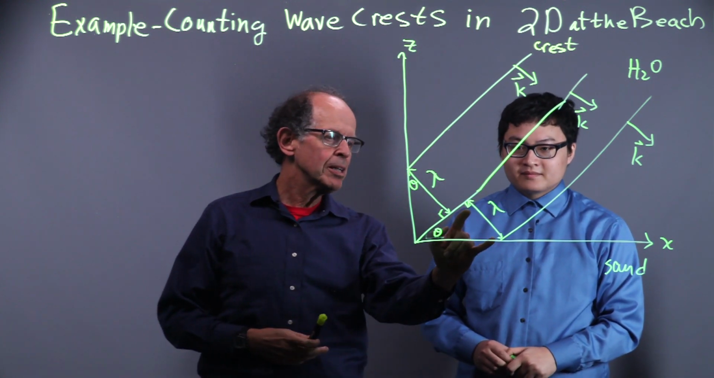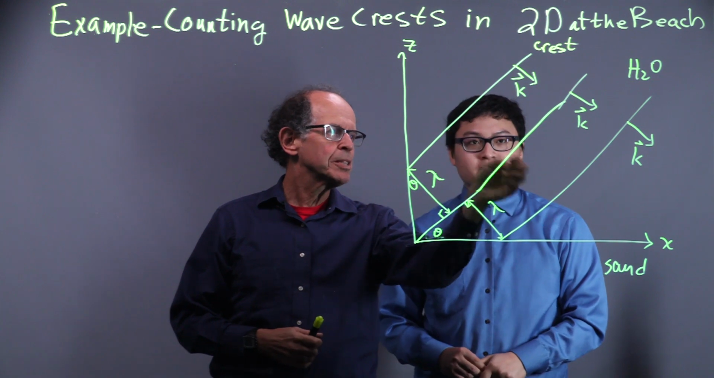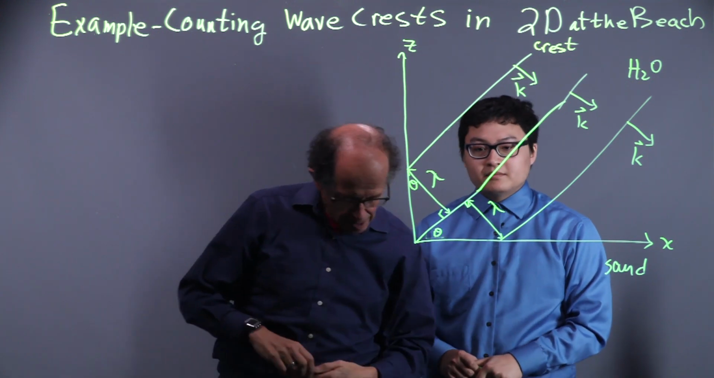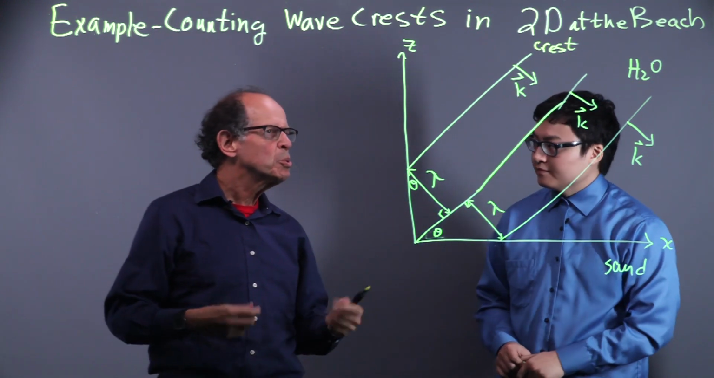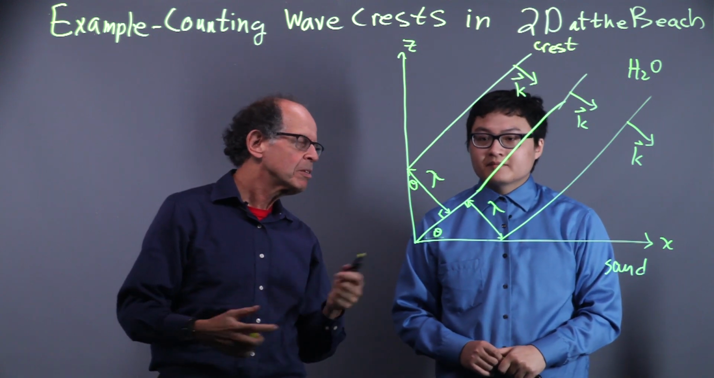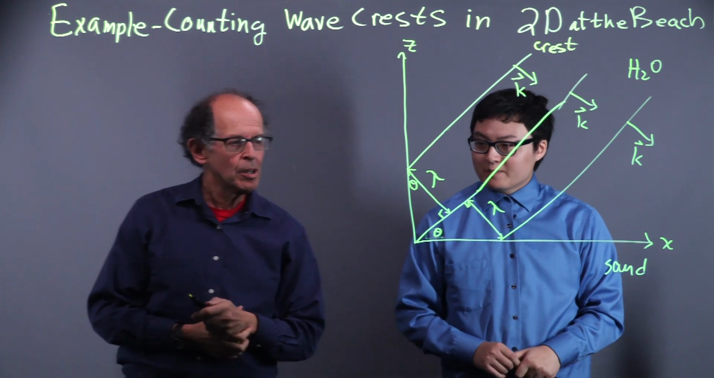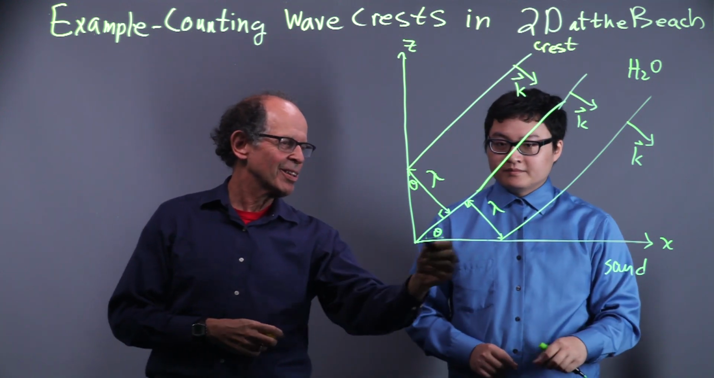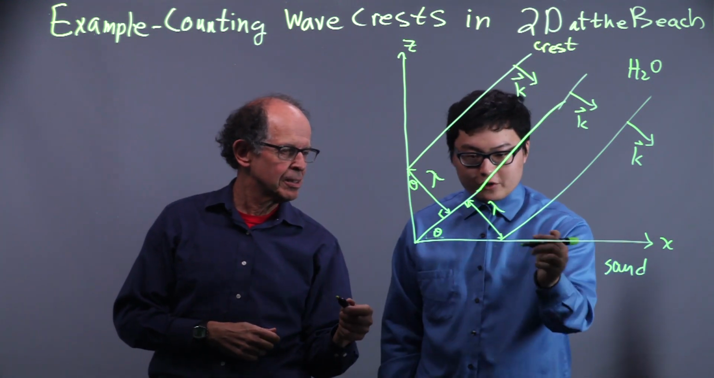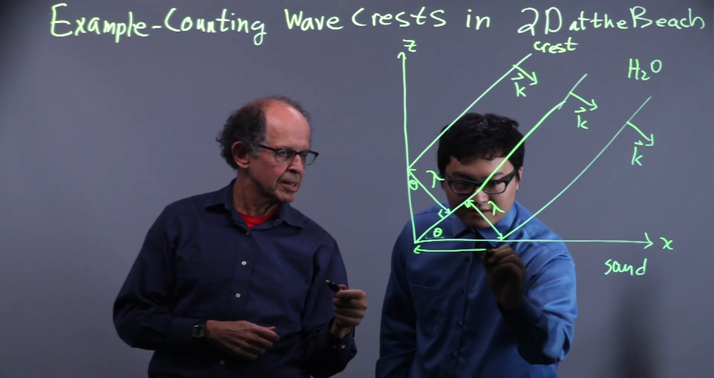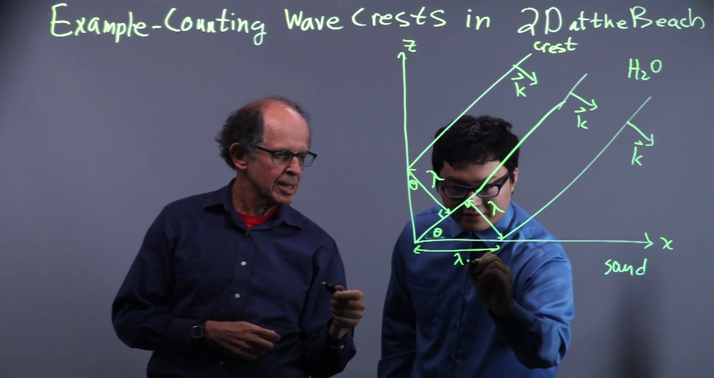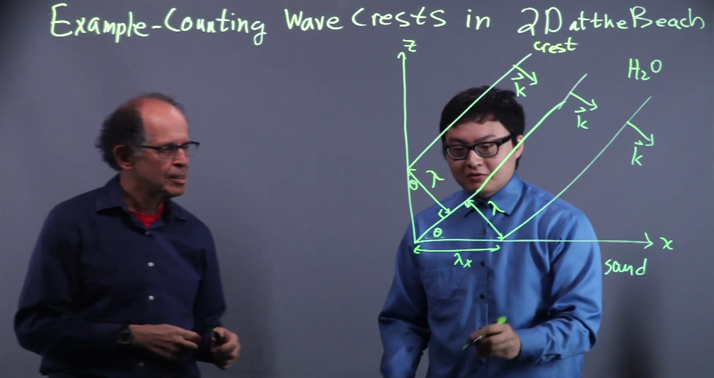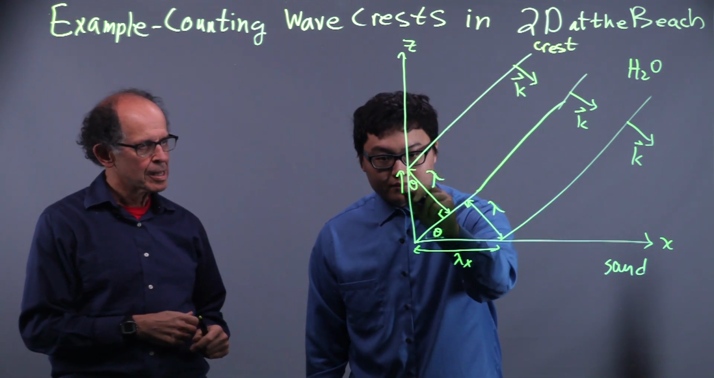So lambda is the wavelength, the distance between crests as the waves come in. But now things are in 2 dimensions, whereas before lambda was in 1 dimension. So we need an x, counting crests horizontally. So I'll put in lambda x here. How about z? Let's do that too. Lambda z.